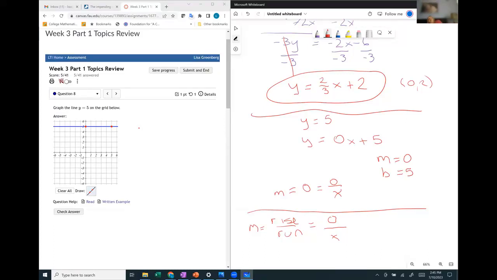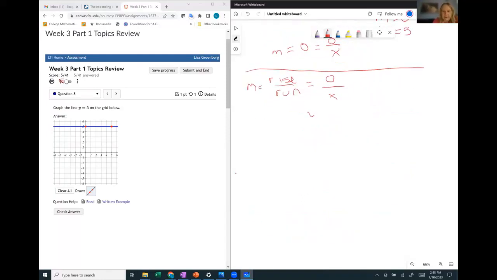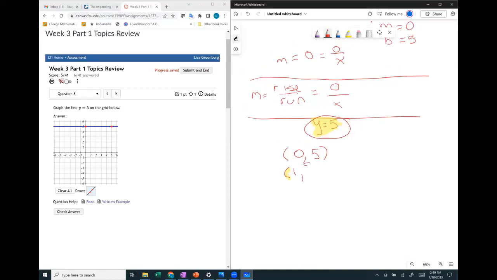And another way to think about it is, let's just look at our original equation, y equals 5. So when x equals 0, what does y equal? 5. When x equals 1, what does y equal? 5. Y always equals 5. It doesn't seem to really matter what x equals. Y is always going to equal 5, isn't it? Okay, that makes sense? Yes.